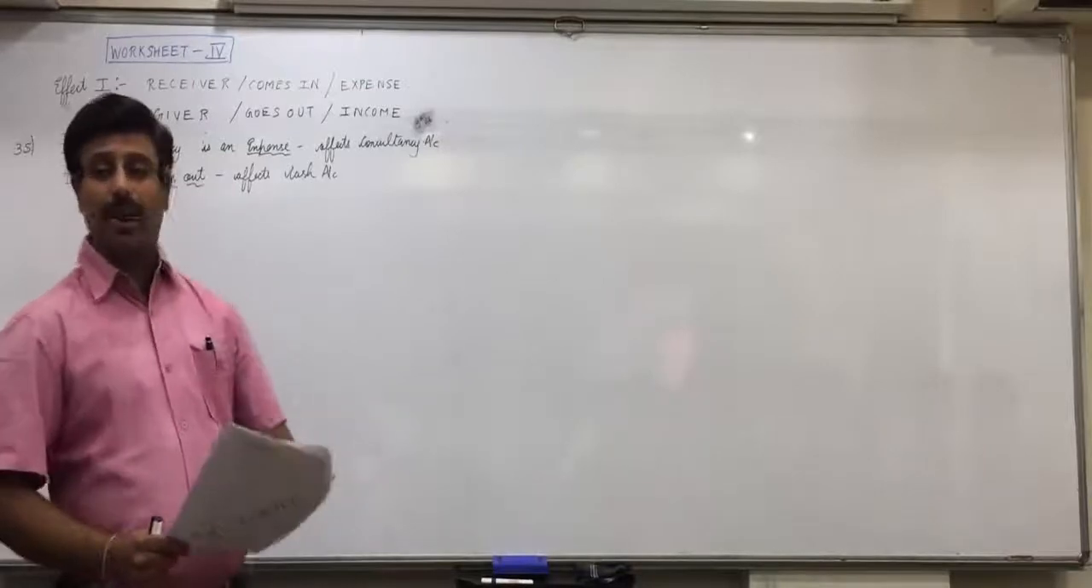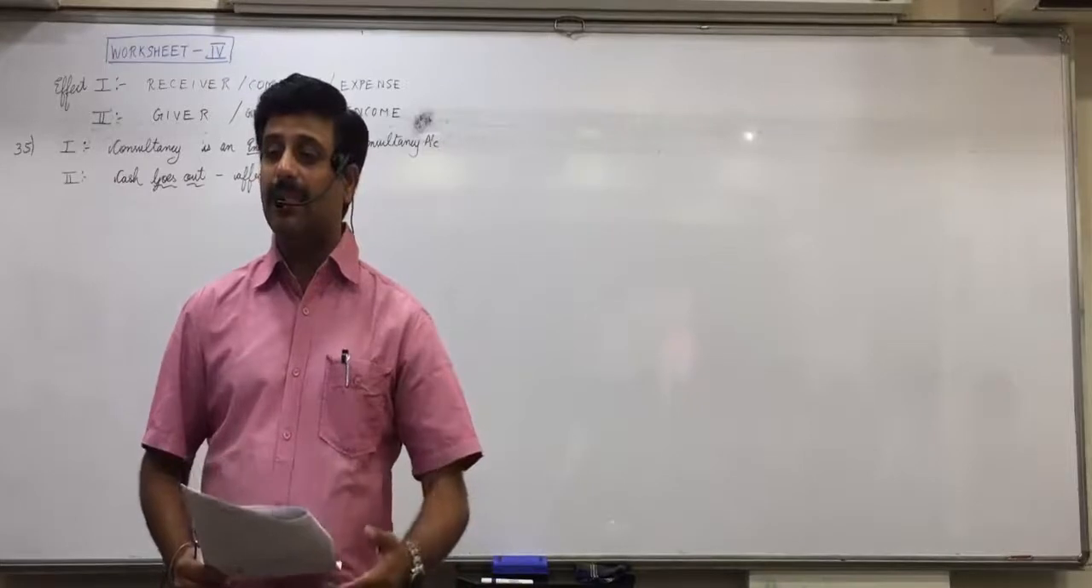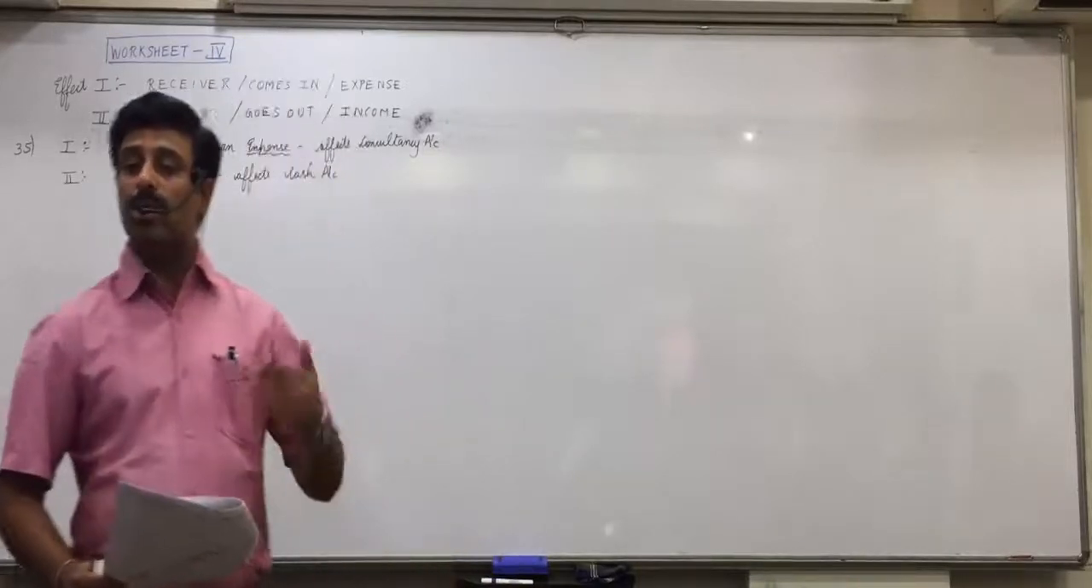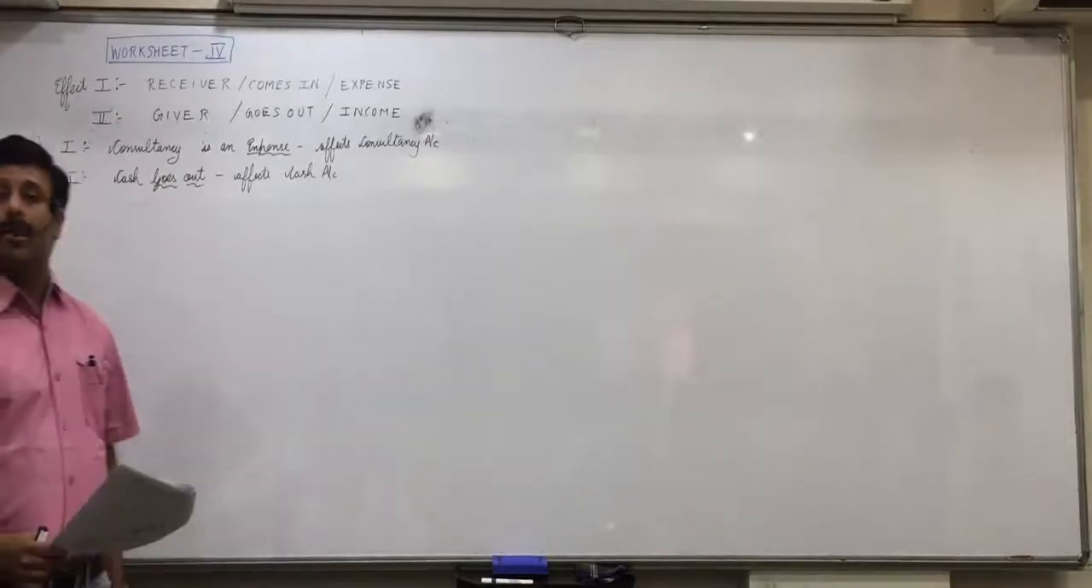Effect 2, who is the giver? No name is given, so no one is the giver. What goes out? We are paying the fees, means we are paying it in cash. So cash goes out. Effect 2, cash goes out, affects cash account.